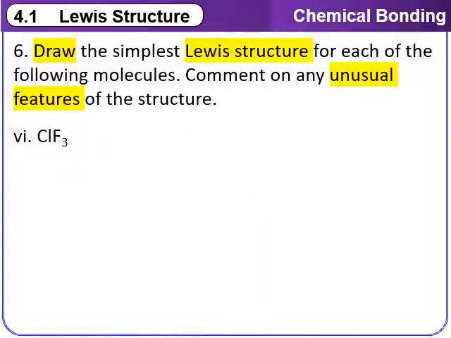Next is ClF3. As usual, we need to find the valence electrons. If you notice, chlorine already appears quite many times, so all of you should already know chlorine has 7 valence electrons. Fluorine is the same case, 7 valence electrons, 21. So basically it's 7 times 4 equals 28 valence electrons. The central atom is chlorine.